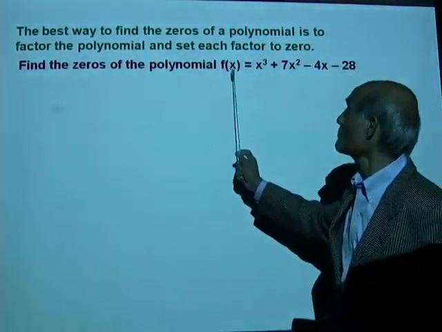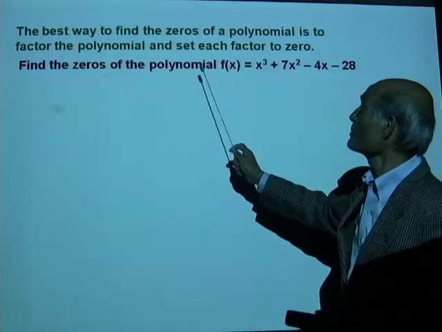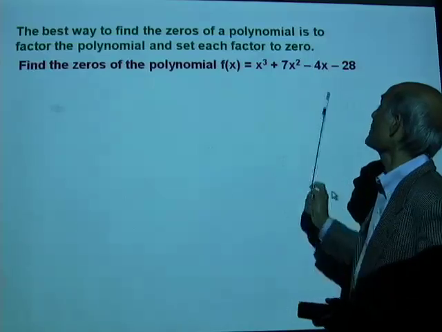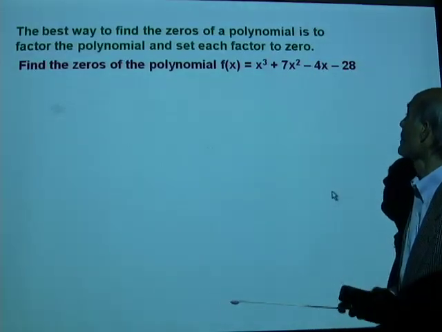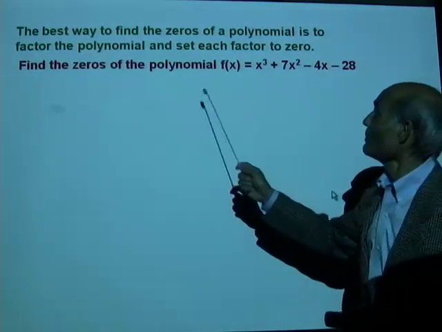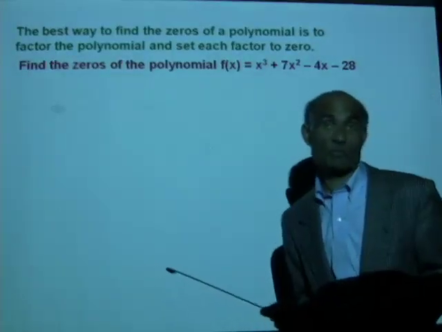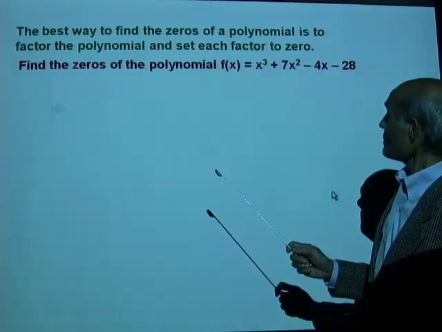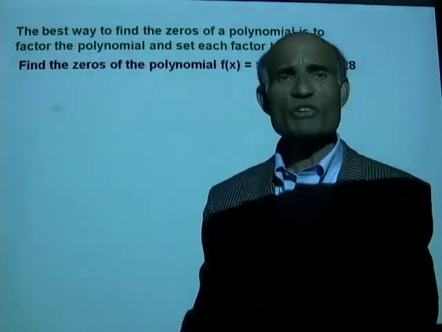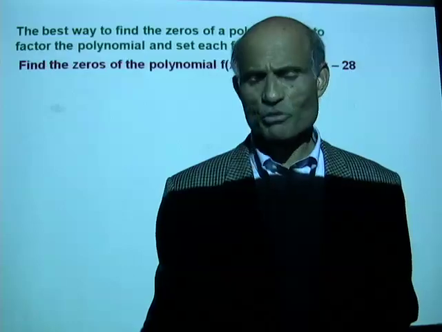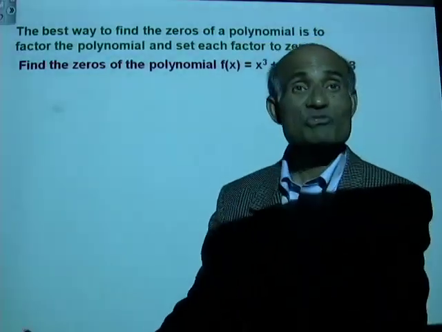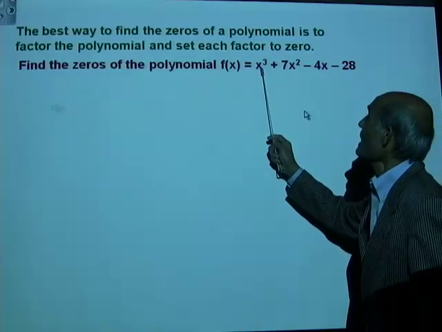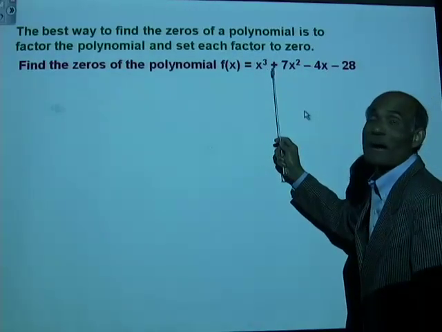Find the zeros of the polynomial function f of x equal to x cubed plus 7x squared minus 4x minus 28. Well, if it is possible, can you factor it? Factoring this may not be a simple thing for you, is it? Alright, let's try and factor this mentally. Now, follow this carefully. We can do it by factoring by grouping.